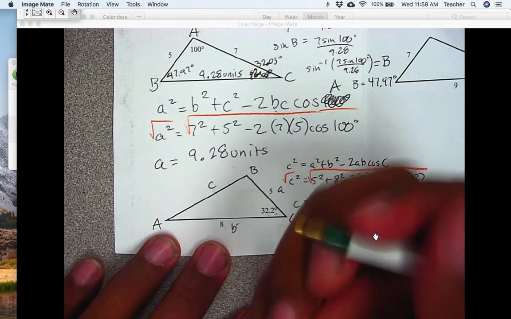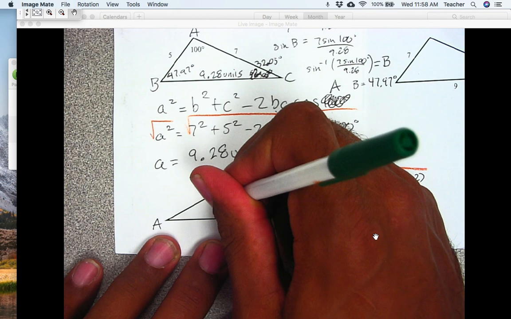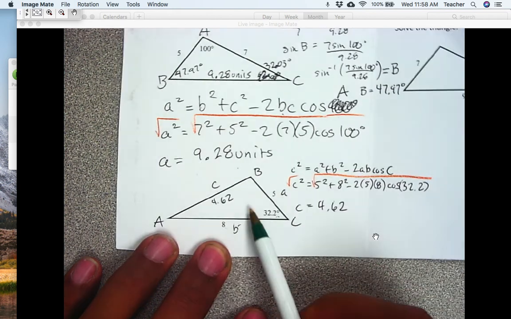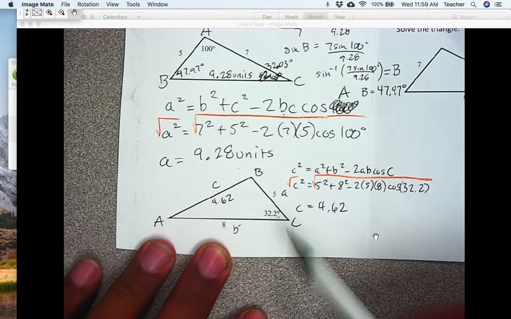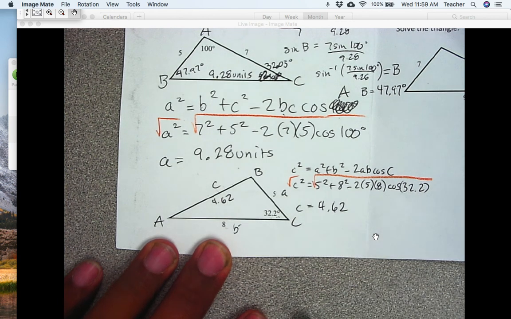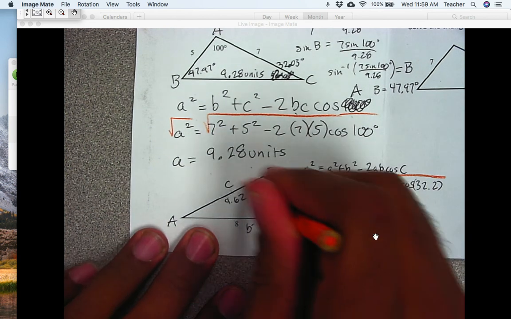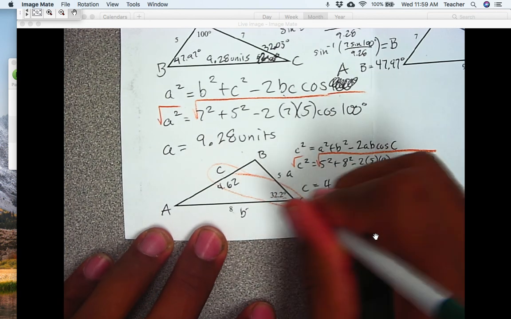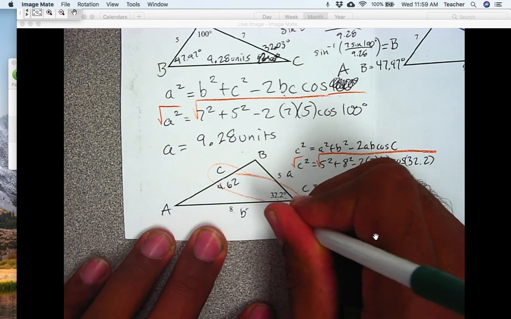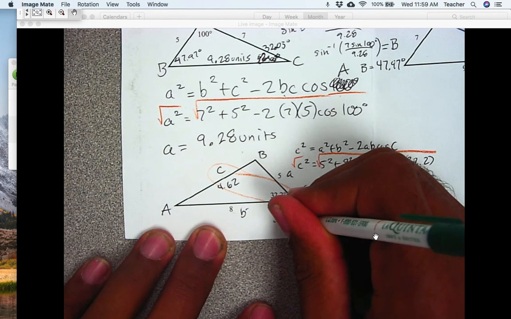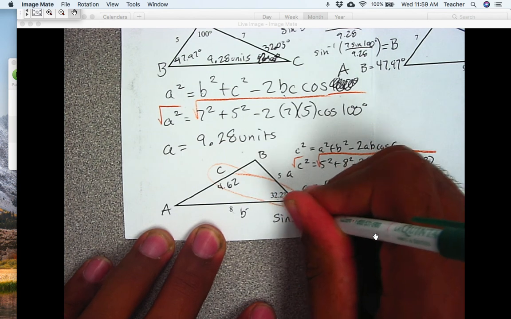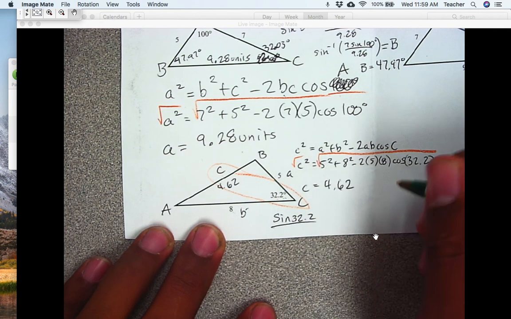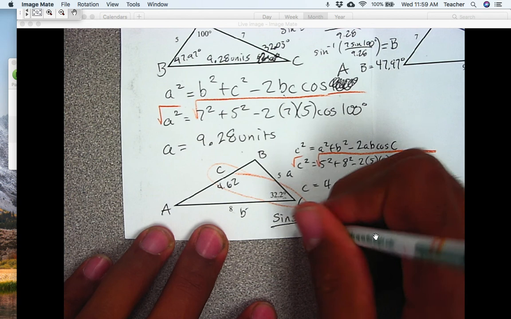Okay, so now remember, we're solving the entire triangle. So I'm going to need to also find the other two angles. Well, now that I have an angle pair here, the C, I can use the law of sines. So we'll say the sine, since we're looking for the angle, we're going to put the sine on top. Sine 32.2 over 4.6.